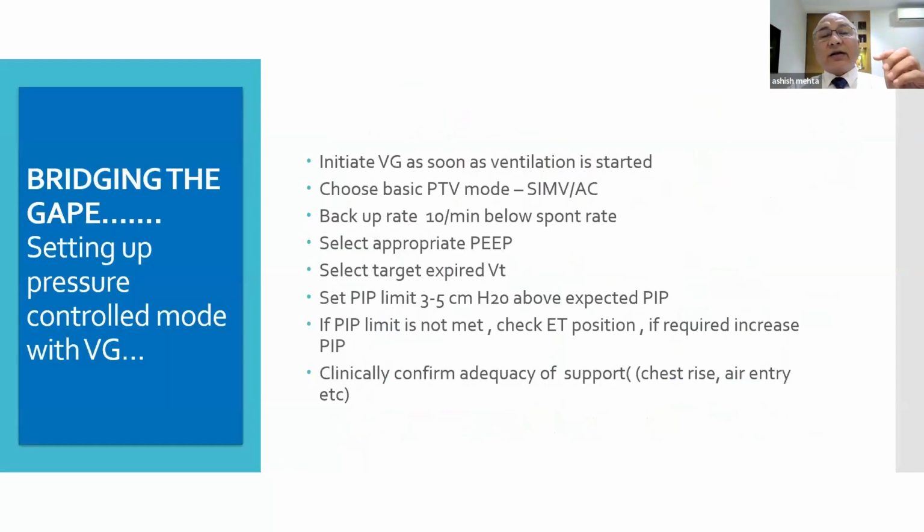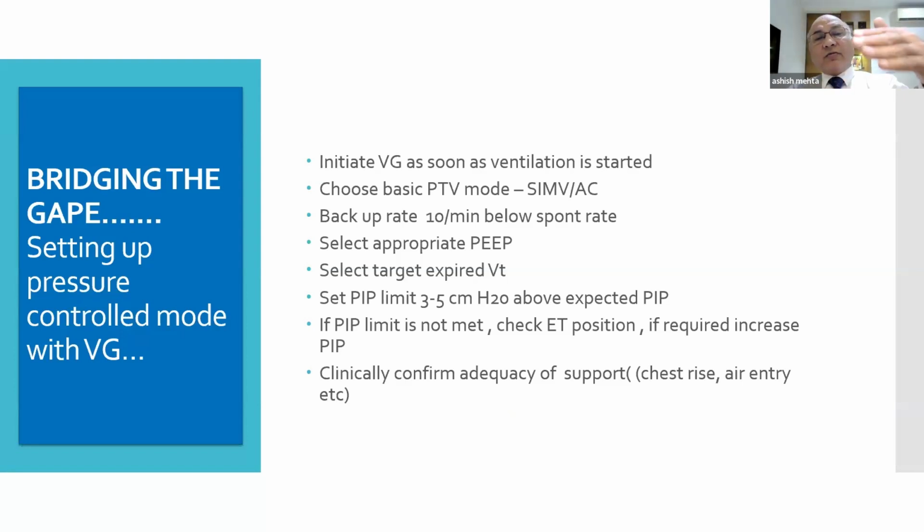Let's discuss how to put a baby on VG. The moment the baby is put on the ventilator, in the current era, we start with VG from the word go. We decide SIMV or assist control. In our unit, we use assist control to begin with. And our backup rate is always 30 to 40, which is 10 more than spontaneous rates. You decide PIP, you decide PEEP, you decide tidal volume depending on the weight of the baby.